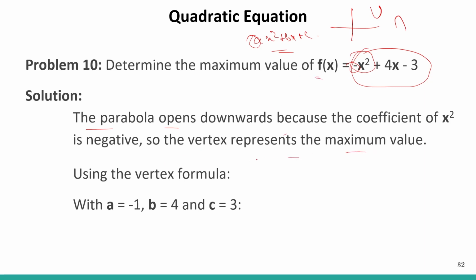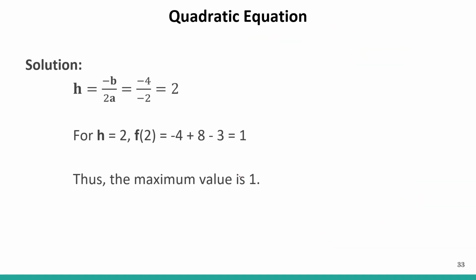So using the vertex formula, that is minus b by 2a, that is equal to what? Minus b is minus 4 by 2 into minus 1. So this is equal to 2, right? So f of 2 will give the y coordinate. So f of 2 will be what? Minus 4 plus 4 into 2 minus 3. So it will be minus 4 plus 8 minus 3, which is equal to 1. So 2 comma 1 is the correct answer here. Okay. So h is equal to what? 2. So this is the x coordinate.